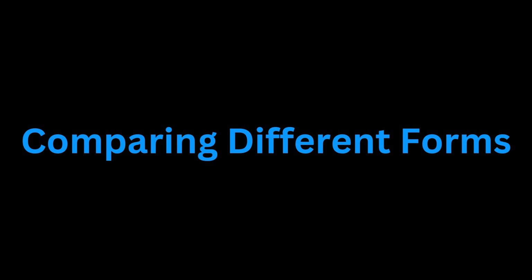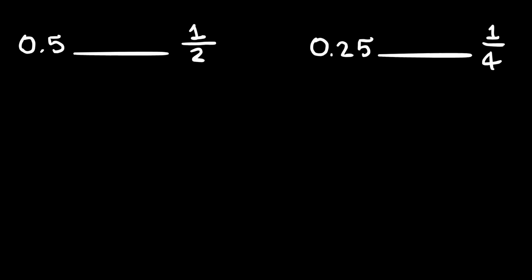In this video, we will be comparing different forms. Let's look at the first example. We have a decimal and we have a fraction. 0.5, is it less than, more than, or equal to 1 over 2? Well, we have to use a number line to see where these numbers fall.